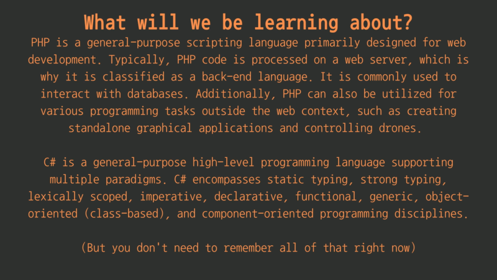C# encompasses static typing, strong typing, lexically scoped, imperative, declarative, functional, generic, object-oriented, class-based, and component-oriented programming disciplines. But you don't need to remember all of that right now.